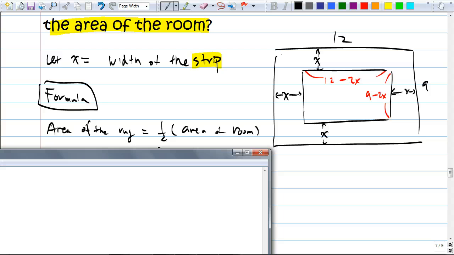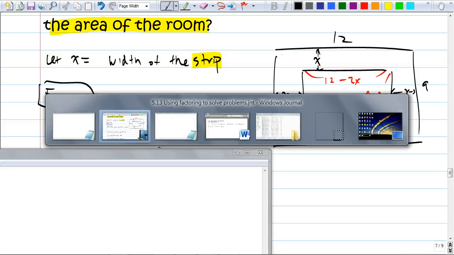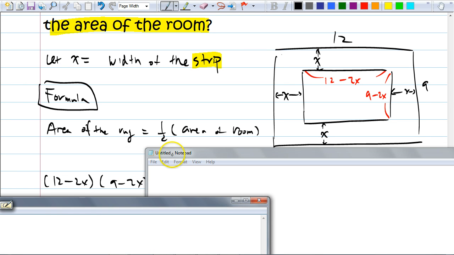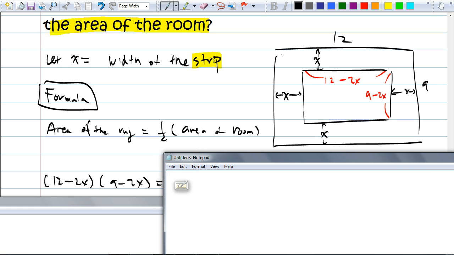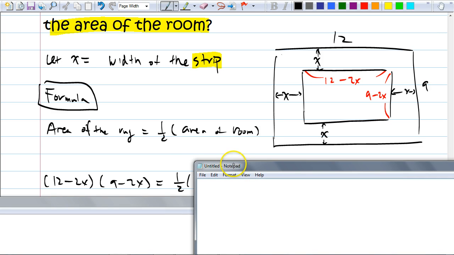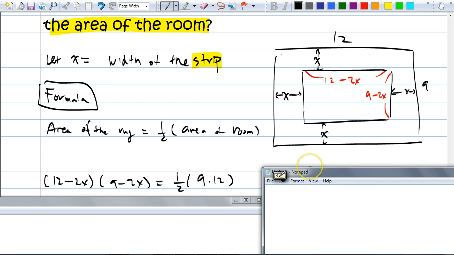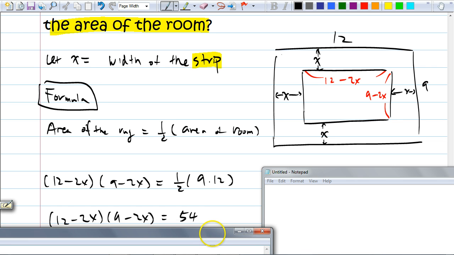Yes, Libby? 12 minus 2x times 9 minus 2x. You got it. How many people agree with Libby that the area of the rug is 12 minus 2x times 9 minus 2x? Is that easy? Okay, Michael, what about the right side? What does that equal to? Half of the area of the room. So we write half times what? 108, because you get 12 times 9. I didn't write 108, I just wrote it this way because I could cross cancel. So what is half of 9 times 12? Isn't it 54? Yes.